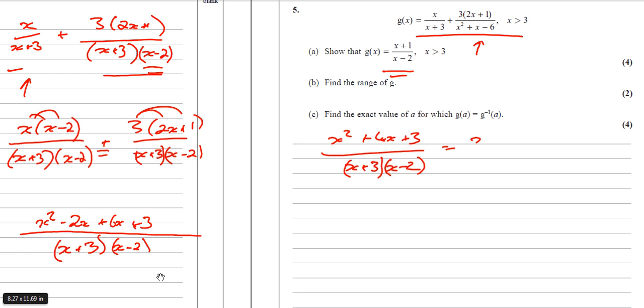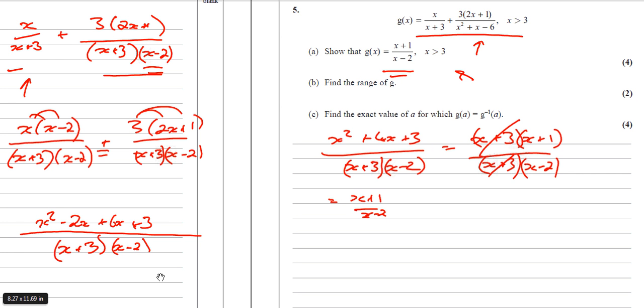So we're going to do that by factorizing. So x plus 3 x plus 1 over x plus 3 x minus 2. And we can see we can cancel out that on the top. So it's going to be x plus 1 over x minus 2, which is what they're after here. Find the range of g.